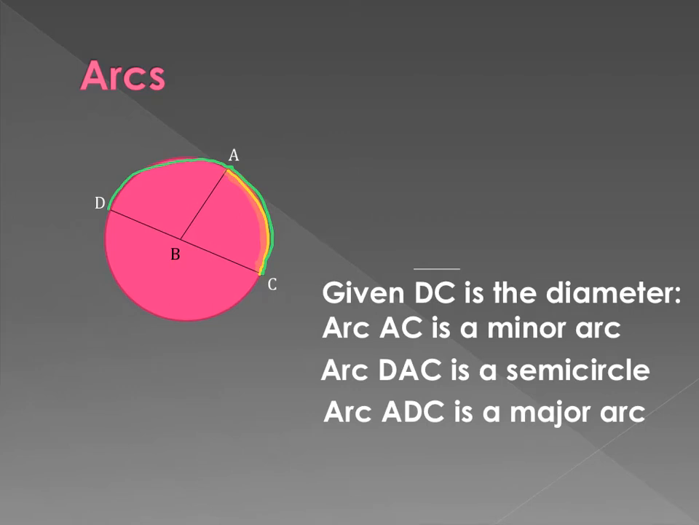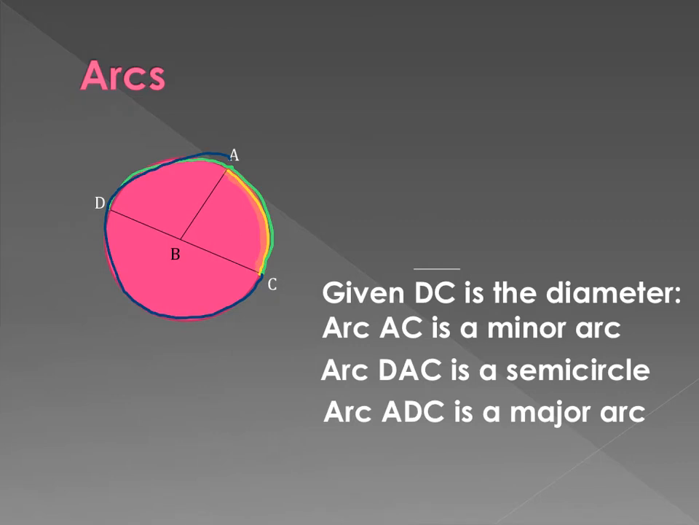And arc ADC goes A to D to C all the way back around that direction, and that's a major arc because it's more than half. So the order of the letters is important when you're going in the direction. It determines which direction you're using. You'll never see a minor arc with 3 letters. Okay, if it's a semicircle, you're going to see 3 letters.